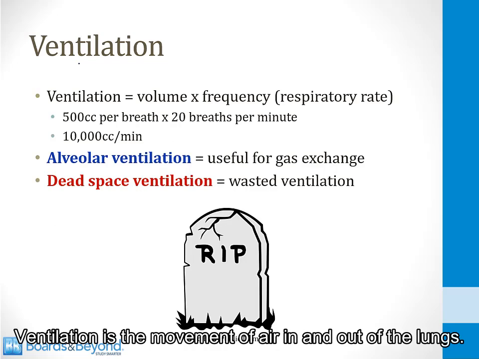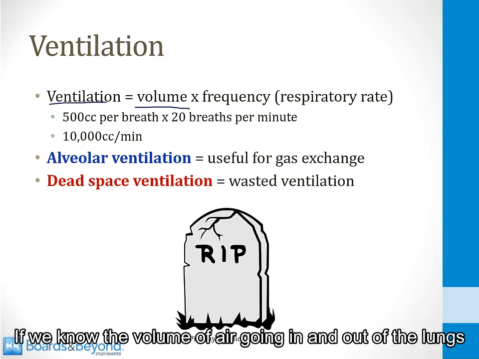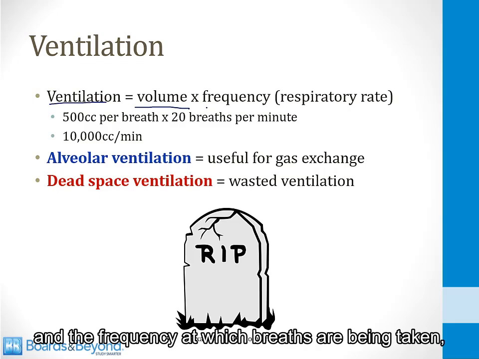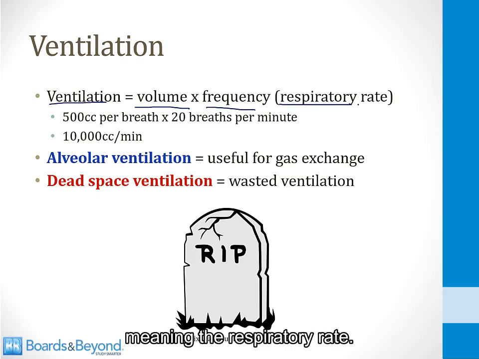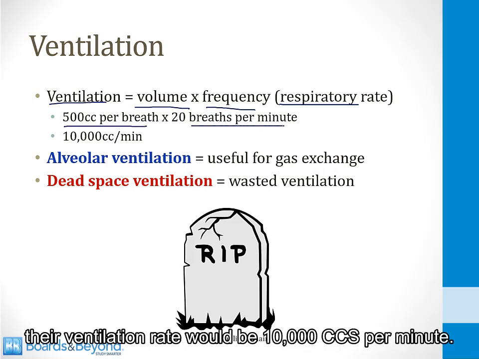Ventilation is the movement of air in and out of the lungs, and we can actually calculate a number for ventilation if we know the volume of air going in and out of the lungs and the frequency at which breaths are being taken, meaning the respiratory rate. So for example, if a person were breathing 500 cc's of air per breath and 20 breaths per minute, their ventilation rate would be 10,000 cc's per minute.